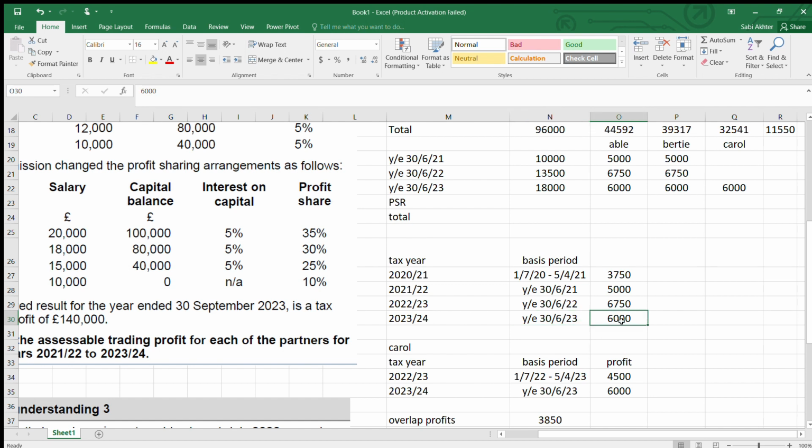So there will be an overlap profit for Carol as well. What is it? This one, 4,500. Usually overlap profits are towards the beginning tax years, because some portion of it is taxed in the first tax year and some in the second tax year. So that's it.